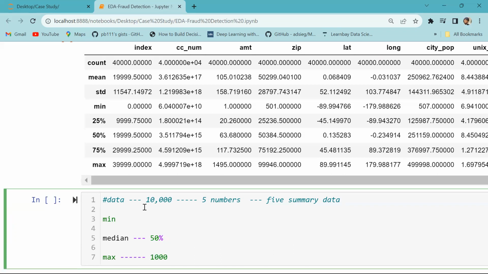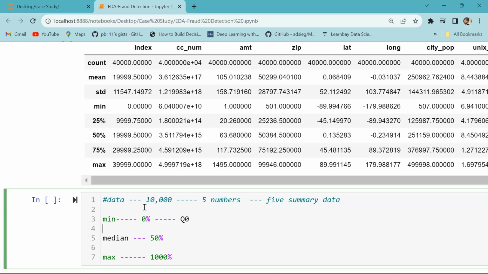Okay, so the max number we can call the 100 percentile of the data. The minimum value we consider the 0 percentile of the data. The 0 percentile data we can represent with Q0. Q0 means quartile 0, if you are representing this five-number summary with quartiles.